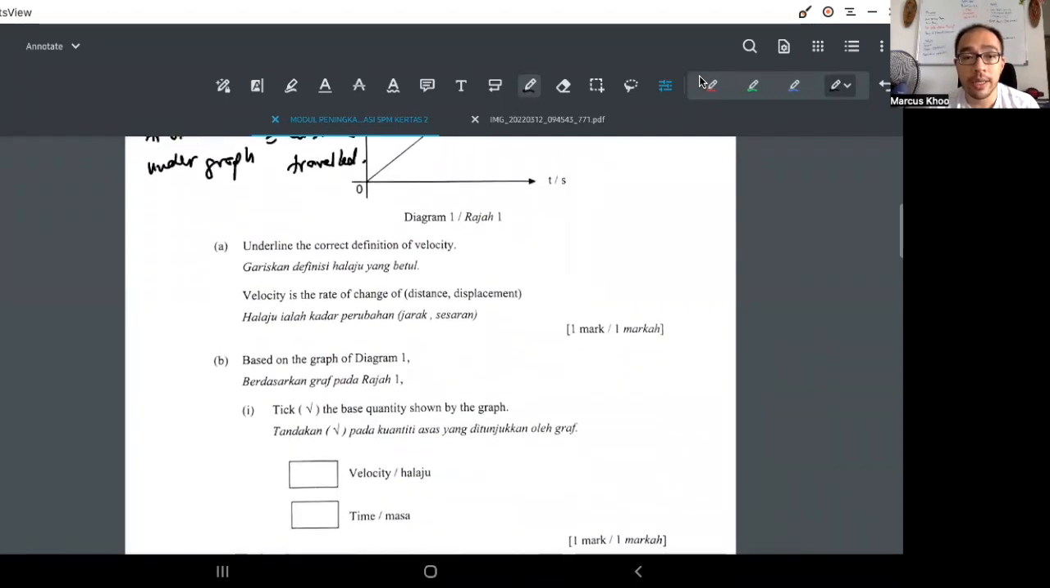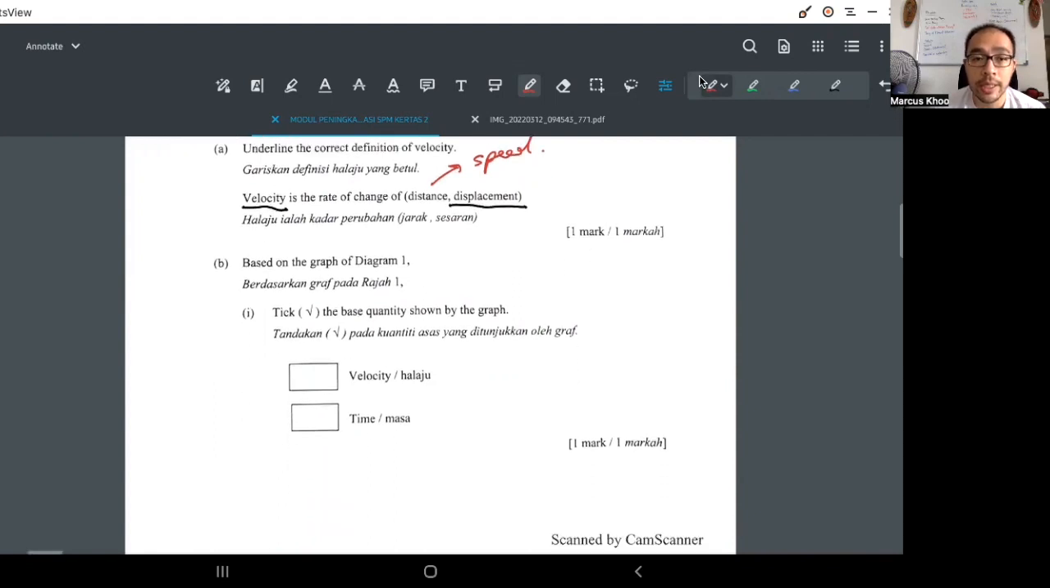So underline the right answer: the area under the velocity graph, since we are talking about velocity, will be displacement. If it is distance, it will be speed, because speed and distance are scalar quantities, while velocity and displacement are vector quantities. Now tick the base quantity that is shown by the graph. So of course it's time.